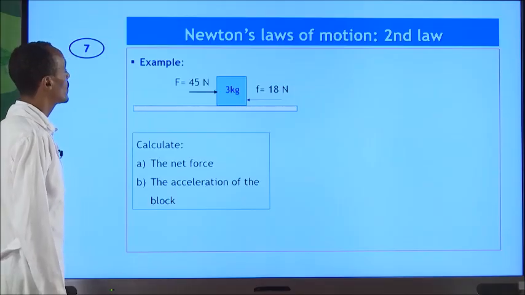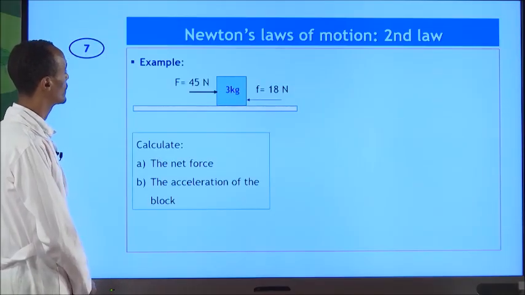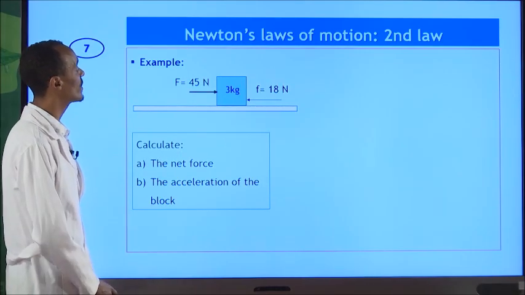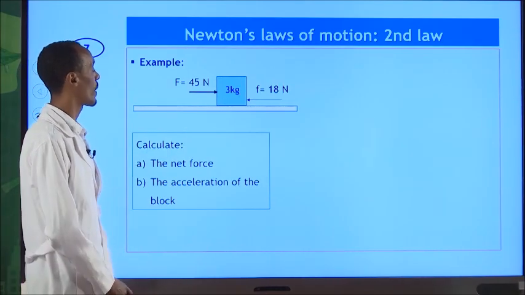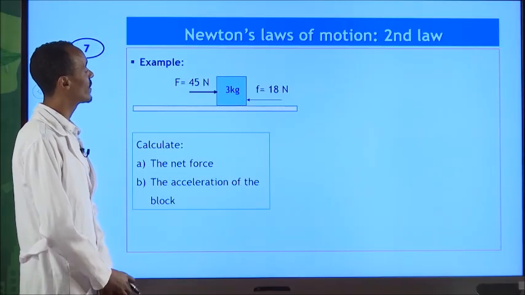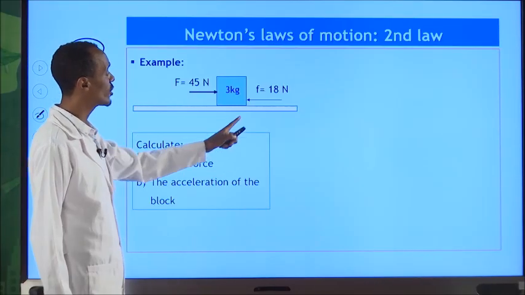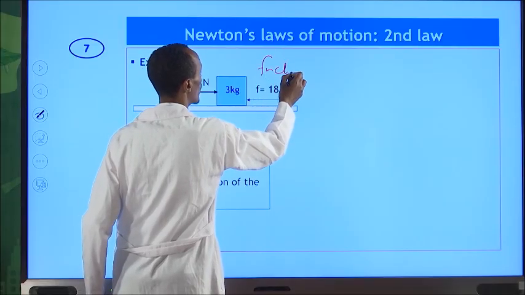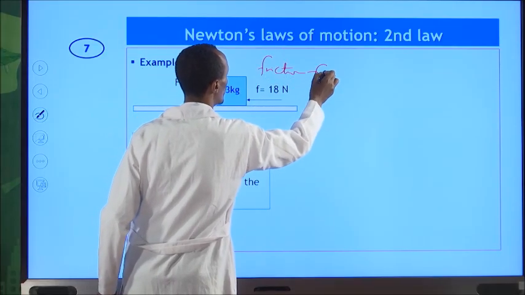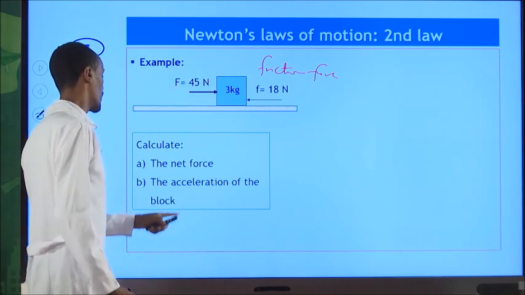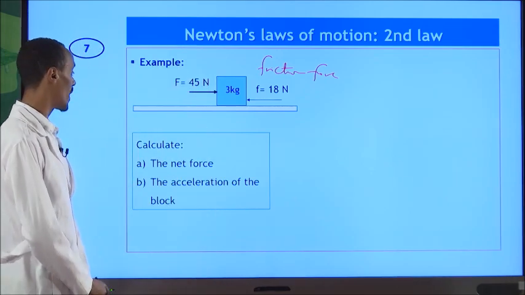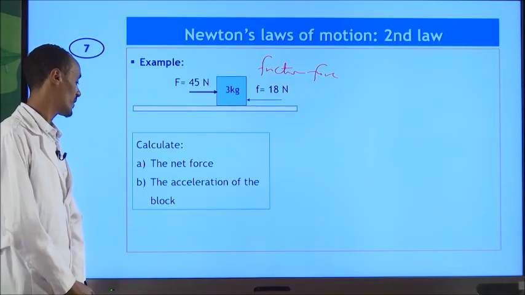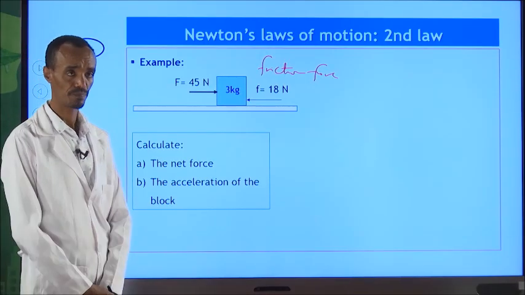Okay, now let's see an example. There is a block resting on the surface of the earth, and the block has a mass of 3 kilograms. The force applied is 45 newtons, and the frictional force is acting in the opposite direction. This is the frictional force. Now students, calculate the net force acting on the body, or on the mass, and then calculate the acceleration of the block also.